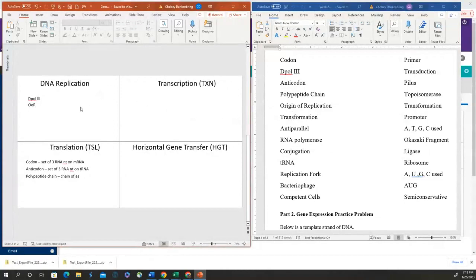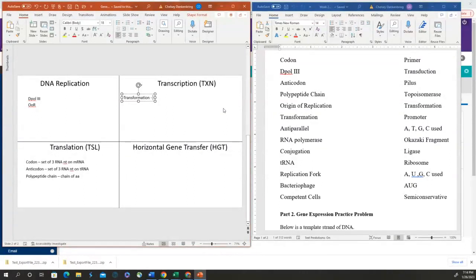All right, transformation, where does that go? Excellent. Good job, y'all. Okay, good. So transformation is a type of horizontal gene transfer. Remember, that's how bacteria acquire DNA that's not their own. Bacteria do asexual reproduction. It's literally a copy and paste mechanism, okay?